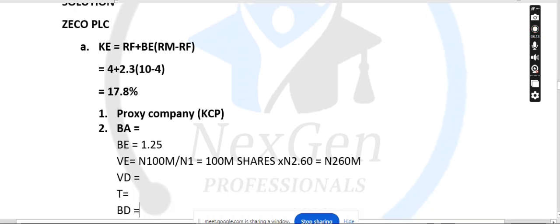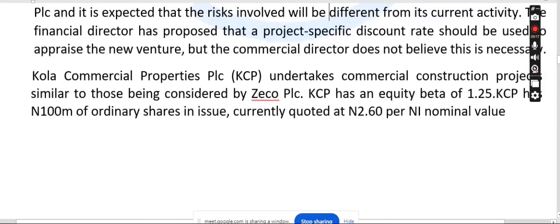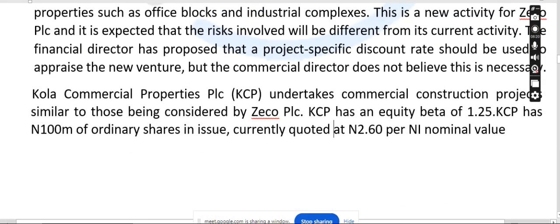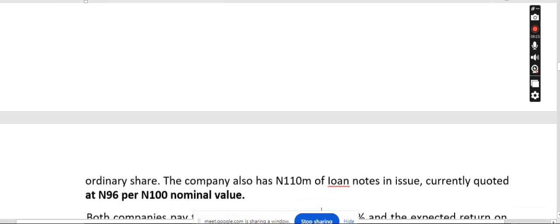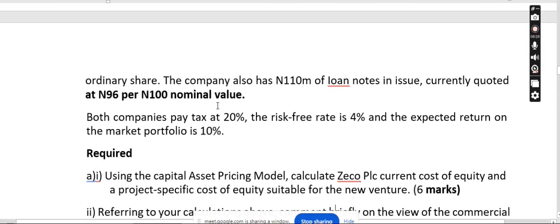Now we go back to the debt part of the Proxy company. This paragraph explains the ordinary shares. Now, this part is talking about the debt. The company also has 100 million loan notes. Please take note of this debt of the Proxy company: 100 million loan notes, and the current quoted market price is 96 naira per loan note, with a 100 naira nominal value. Don't forget that both companies pay tax at 20%, so the tax rate will be 20%.